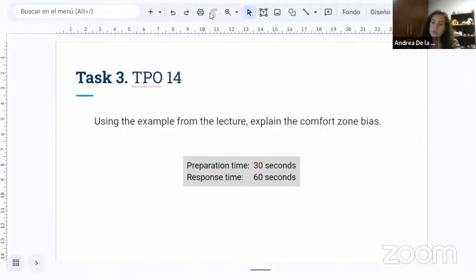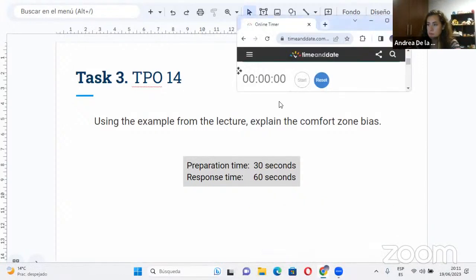Now, using the example from the lecture, explain the comfort zone bias. Now you'll have 30 seconds to prepare your responses.